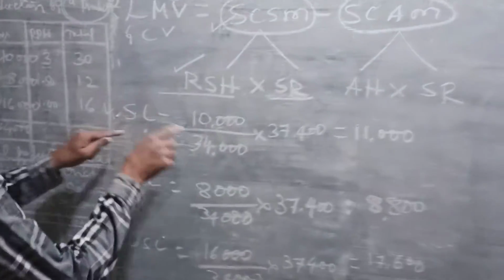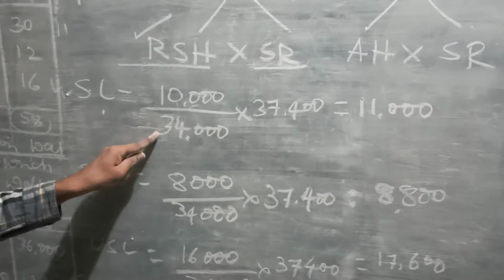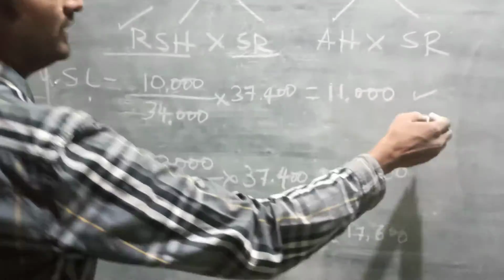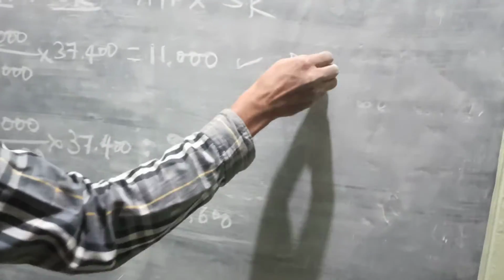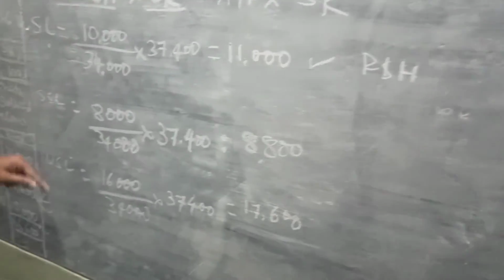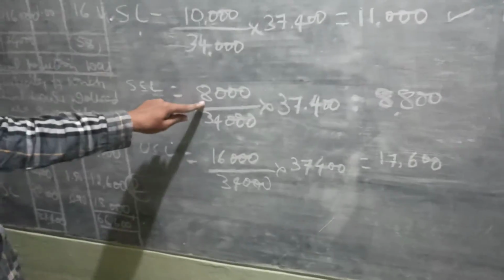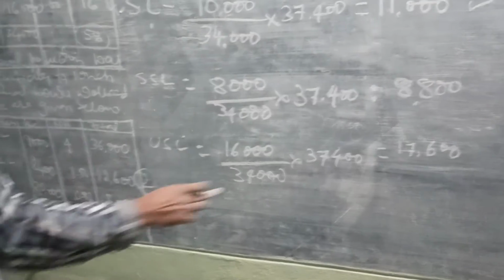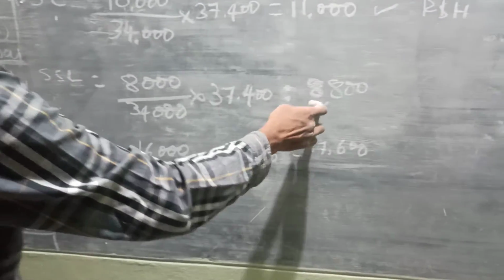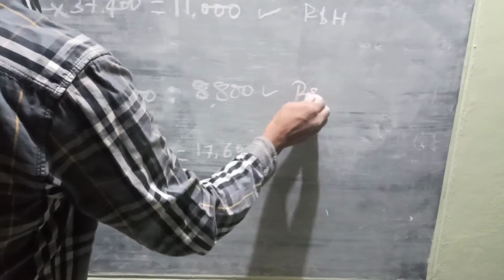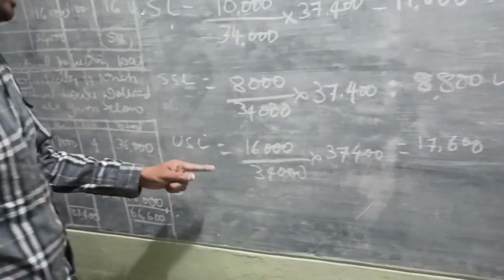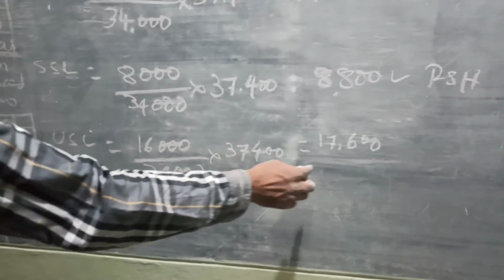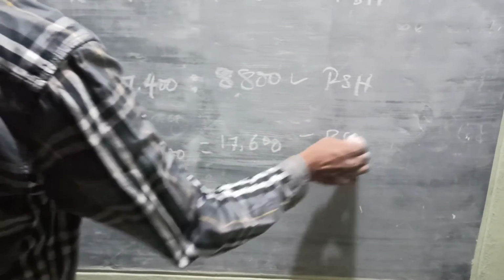So skilled laborer for 10,000 hours it is total 34,000. What is for actual hours? That is 37,400. It comes to 11,000, the revised standard hour for skilled laborer. For semi skilled laborer, total 8,000 hours he has taken for total 34,000 hours. What is for actual hours? 37,400, that is 8,800, again revised standard hours. Next one, unskilled laborers, total 16,000 hours for 34,000 hours. What is for actual hours? 37,400, 17,600 hours is revised standard hours.